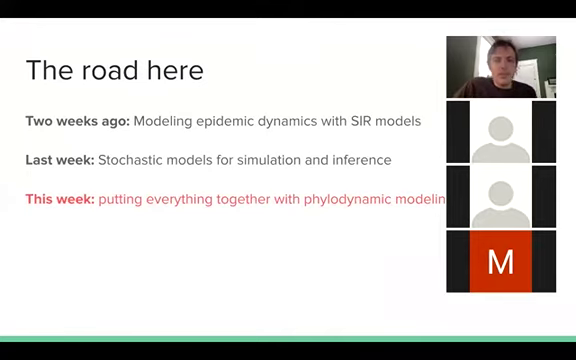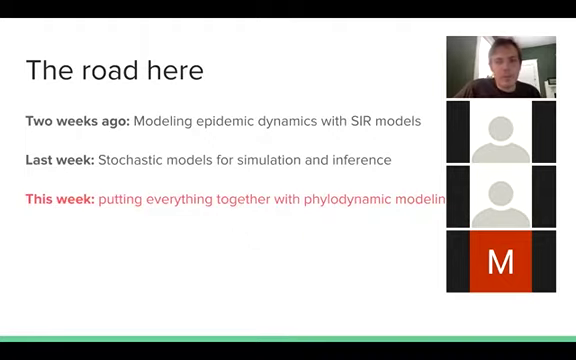Two weeks ago, we discussed how we can use SIR type epidemiological models to track the epidemiological dynamics of different infectious diseases. And then last week, we considered how we could add stochastic variability to these models to simulate realistic looking data, or to add variability to our models when we're fitting statistical models to real data.